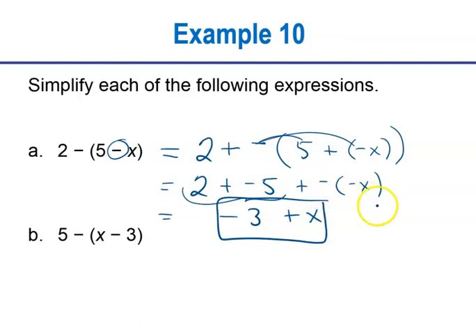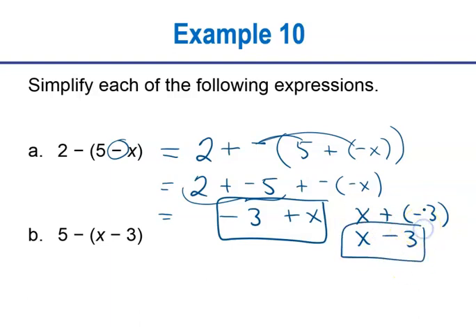You should also know that the commutative property of addition would allow us to write this as x plus a negative 3, which is also equivalent to x minus 3. And that almost looks a little bit better than negative 3 plus x. They are the same.